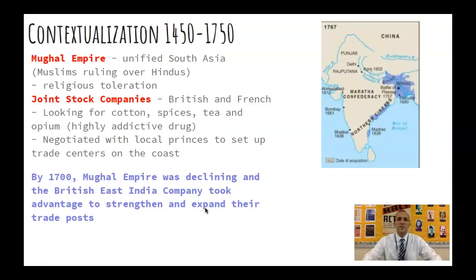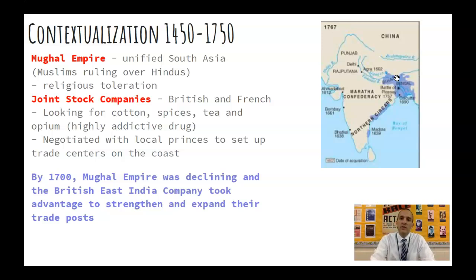A little contextualization. Contextualization is looking back on what happened previously to better understand what is going on in this time period. So 1450 to 1750. We're talking about the Mughal Empire. If you don't remember the Mughal Empire, go back and watch the videos from Unit 3. We're talking about the group that unified South Asia under one government rule, and it's primarily a Muslim empire ruling over a majority Hindu people. They did allow religious toleration under their main guy during this time period, which is Akbar the Great.